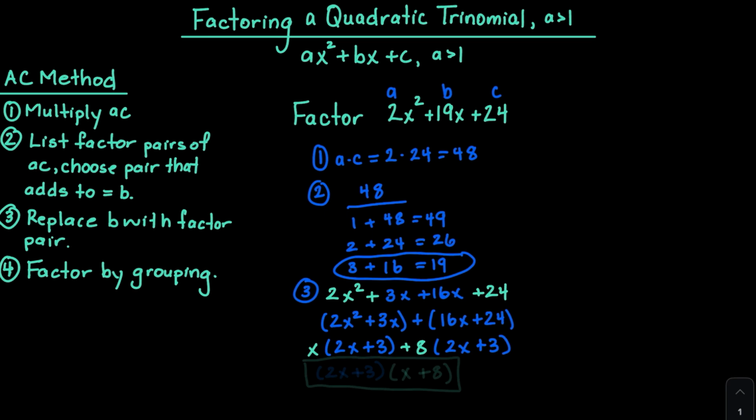Last step in factor by grouping is that binomial GCF. Both terms have a 2x plus 3. We're going to factor that out. In the first term, if we factor out 2x plus 3, we're left with x. In the second term, if we factor out 2x plus 3, we're left with 8. So 2x squared plus 19x plus 24 factors into 2x plus 3 times x plus 8.